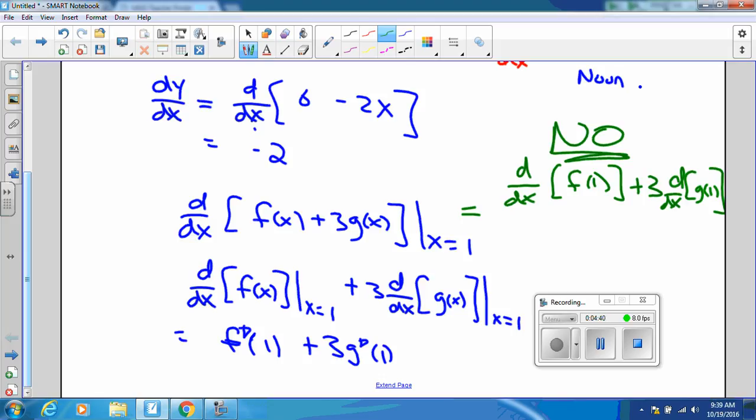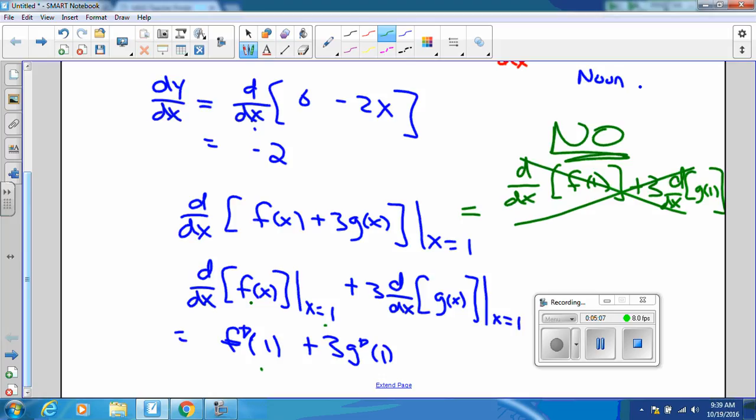So this actually creates Zeno's paradox. If I stop x right at 1 and then try to find its rate of change, I get 0 every time. So this quantity right here would be 0 no matter what f and g are. So we are not going to do this. Instead, we're going to do this. Our slogan: differentiate first, then substitute.